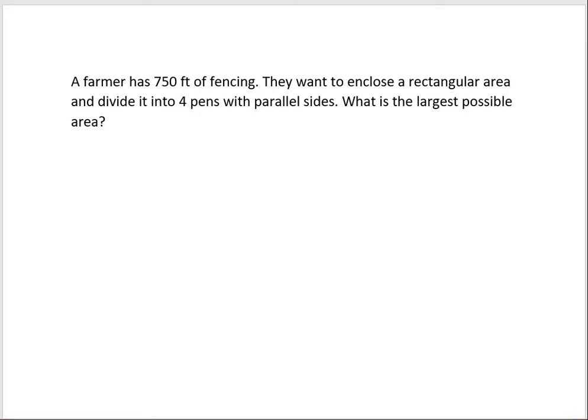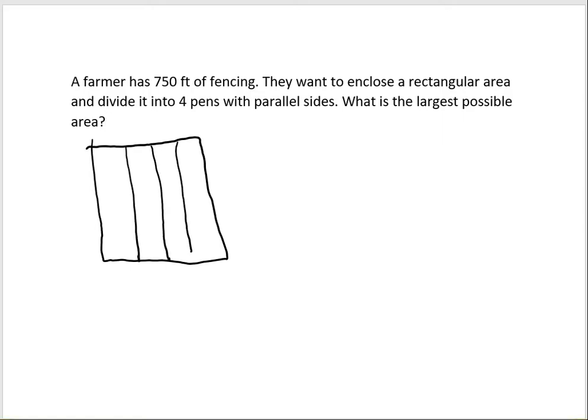Let's suppose a farmer has a fixed amount of fencing, and they want to enclose a rectangular area, so you still have a rectangle, but they want to divide it into 4 pens with parallel sides. So what's the largest possible area they could do?